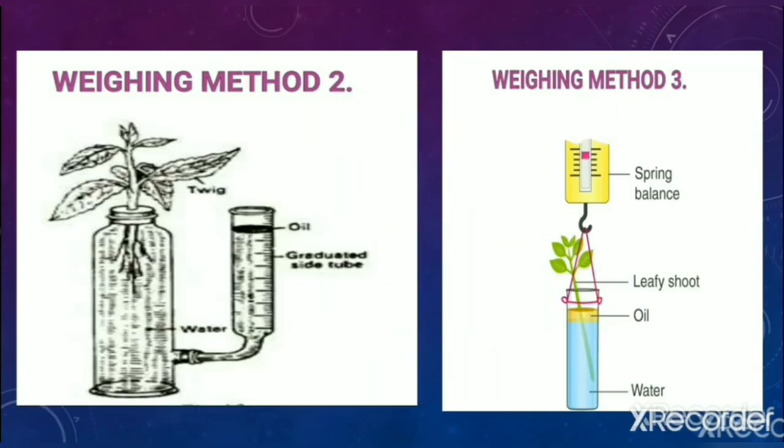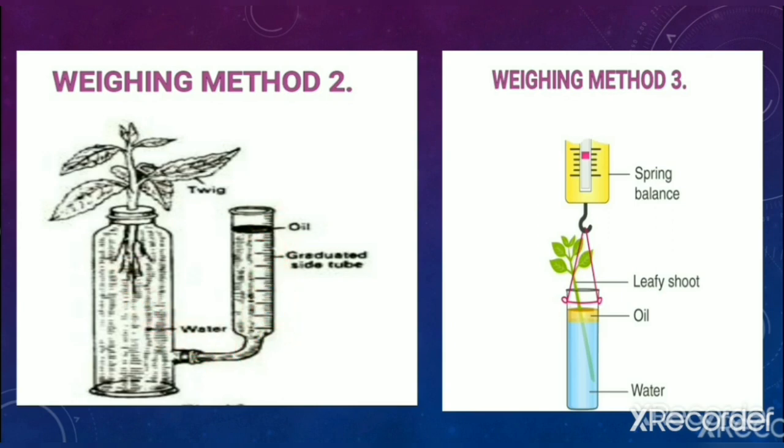Next is weighing method 2. In this activity, we'll take a small plant and fix it in a glass bottle with a graduated side tube. Why are we using a graduated side tube here? Because the loss of water due to transpiration is very small and it is difficult to note that difference through a bottle. So we will take a bottle in which a graduated side tube is attached, so that we can easily measure the value from this side tube.